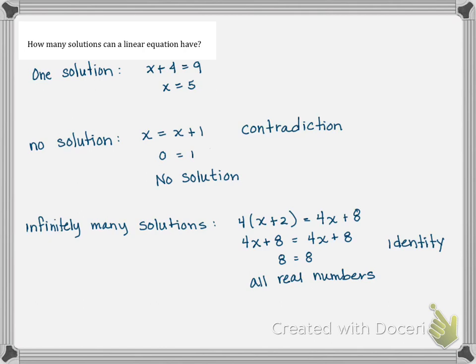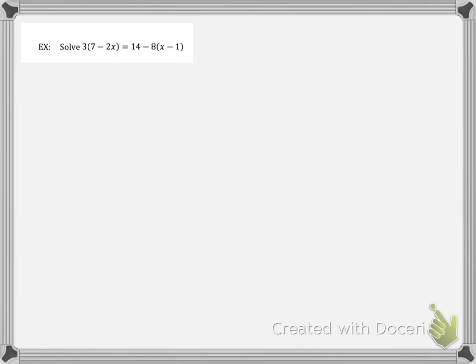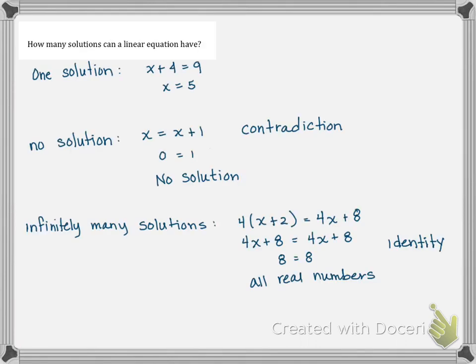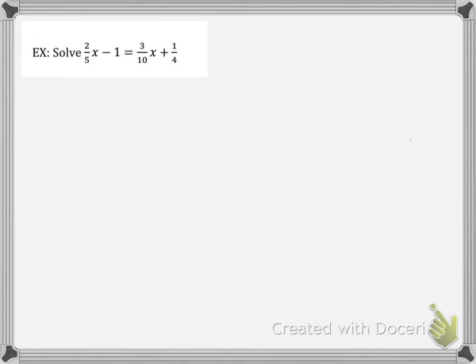And like with this last one, as soon as you can tell that it's an identity, you can just write all real numbers. Like, I don't necessarily expect you to go all the way to 8 equals 8. Like, if you can recognize that both sides are the same, that's fine. Any questions on those? Okay.